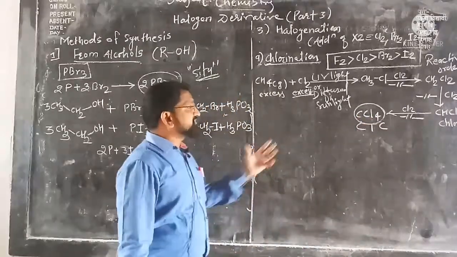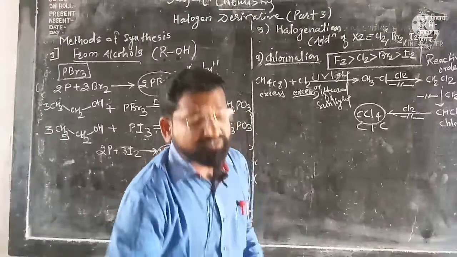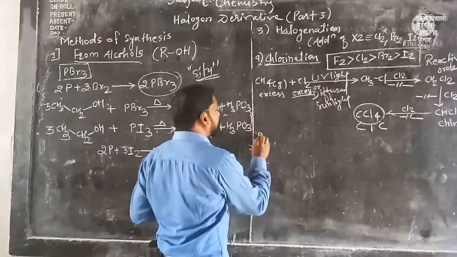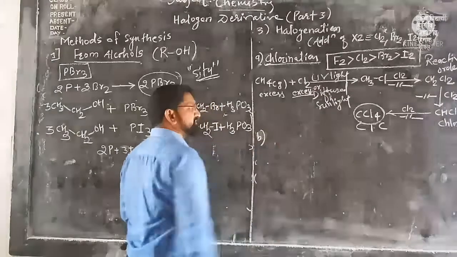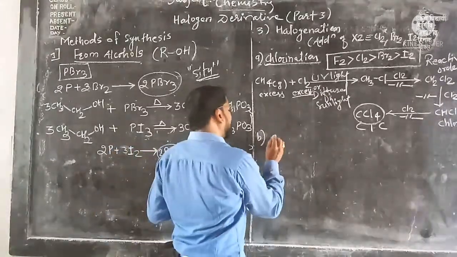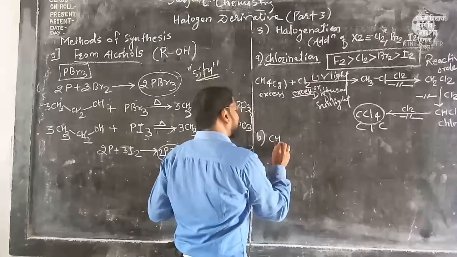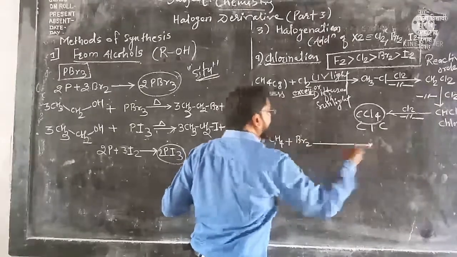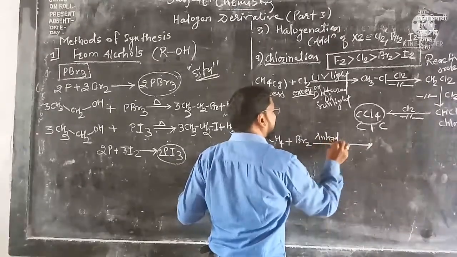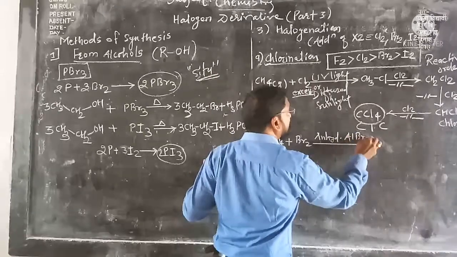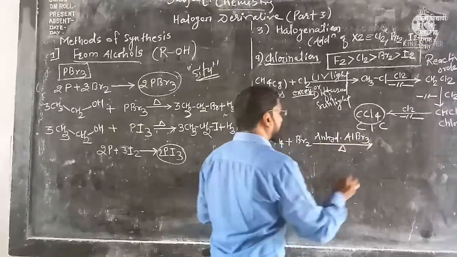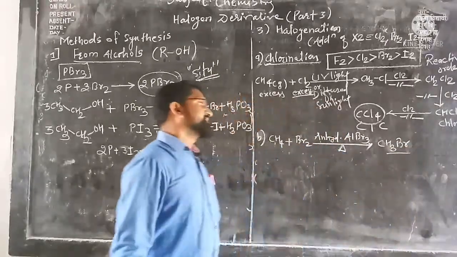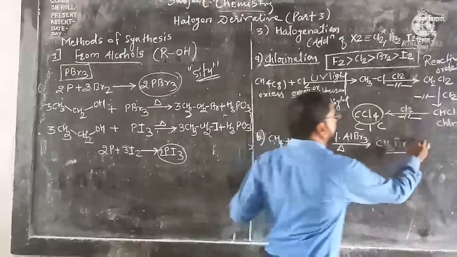So in this way, such a type of reaction is known as chlorination of alkane, here methane. Similar to that, bromination will happen. How? Everybody see here, for example CH4 plus Br2, take anhydrous aluminium tribromide, you will get CH3Br, no problem, CH3Br, plus HBr.